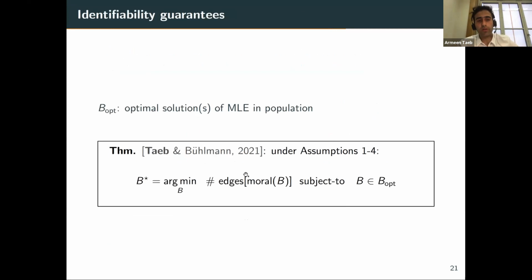Now with this, we're able to state the following theorem. So if B-opt is the optimal solution of the MLE in population, under assumptions 1 and 4, we have the following statement. If you search among all of the optimal solutions, the one that has the sparsest moral graph is uniquely the population model. So again, go through all of the optimal solutions, look at the one that has the sparsest moral graph, that will uniquely be the population model.